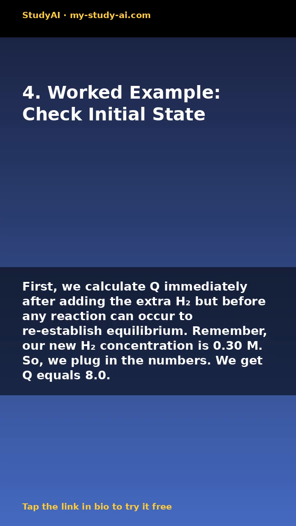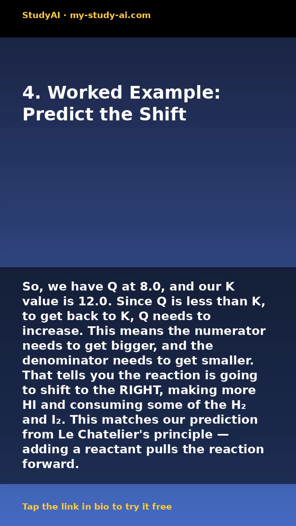First, we calculate Q immediately after adding the extra H2, but before any reaction can occur to reestablish equilibrium. Remember, our new H2 concentration is 0.30 M, so we plug in the numbers. We get Q equals 8.0. So we have Q at 8.0 and our K value is 12.0.